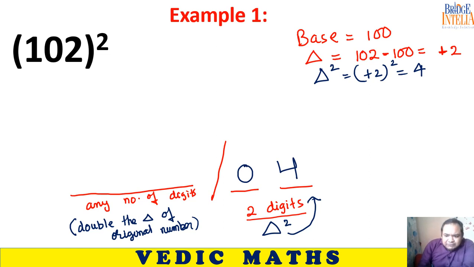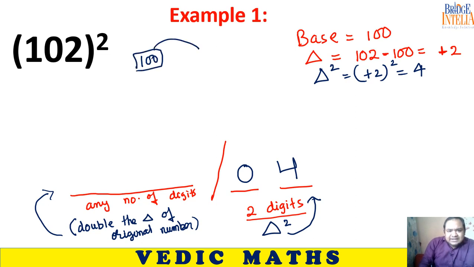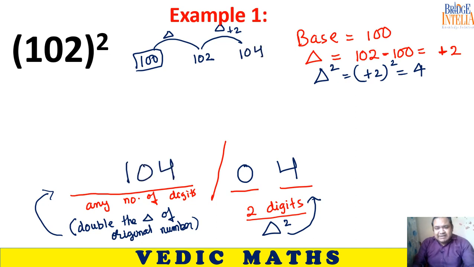Now what to do in the first blank space? In the first blank space I have to double the deviation of the original number. So how do you double the deviation of 102? We just discussed doubling the deviation. Base is 100, the given number is 102. So you have to double the deviation, you have to add one more time, you have to add 2. So 102 will become 104. So 10404 is the final answer.